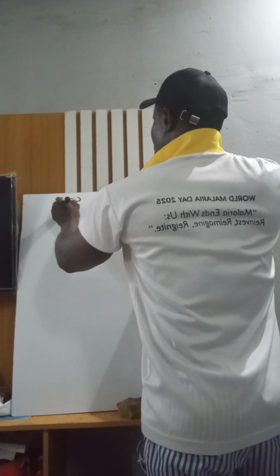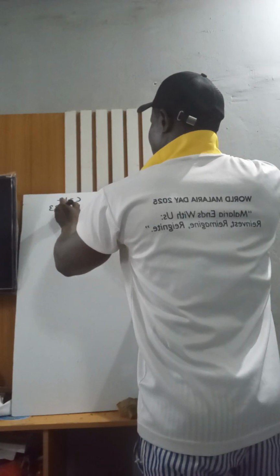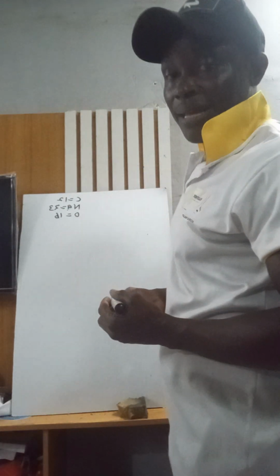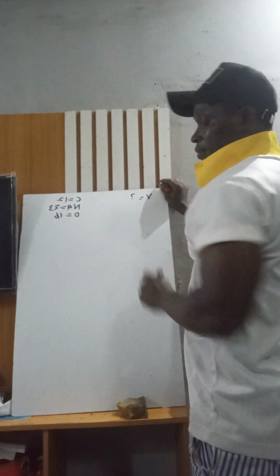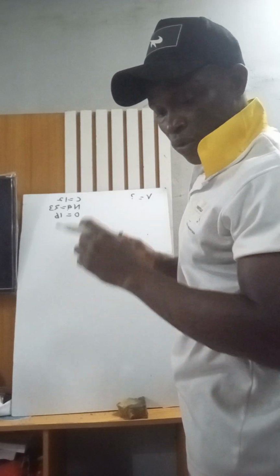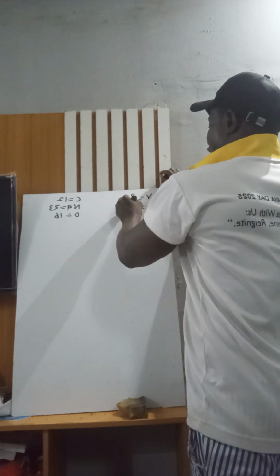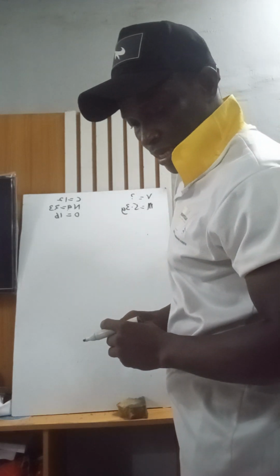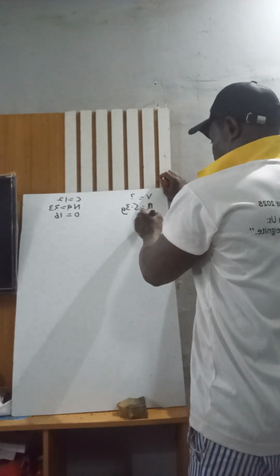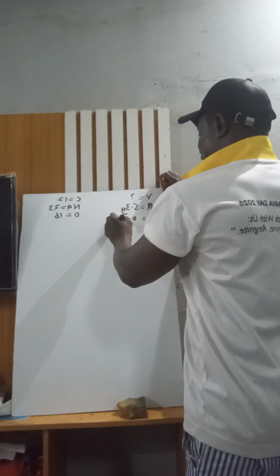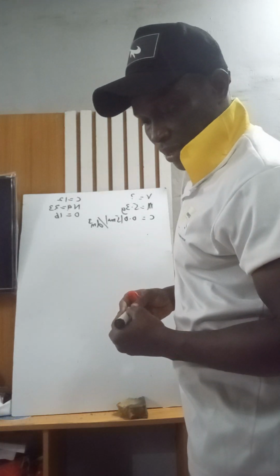You are given that sodium is 23. You are given that oxygen is 16. That's what you are given. Now, let's break it down. What volume? Volume is unknown. I'm looking for it. Would be required to prepare 5.3, that means the mass is 5.3 grams, of 0.015 mole per dm cube. That means the concentration is 0.015 mole per dm cube.